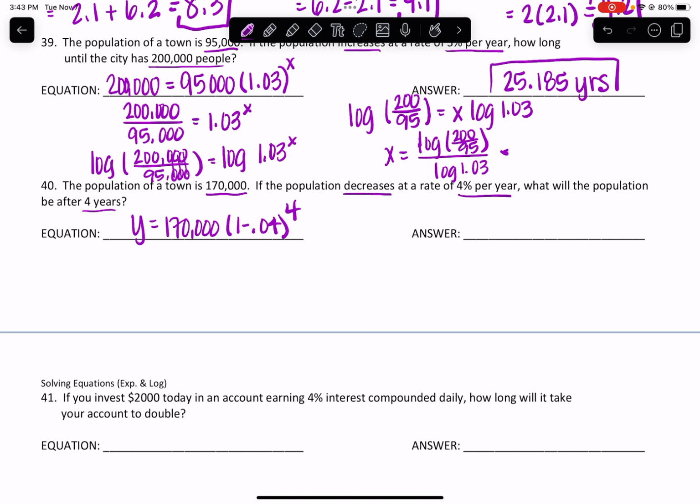Make sure you do the subtraction and not addition, because if it grows, then that's a problem. So I got for an exact answer 144,388.915. And since we're talking about people, we're going to round this appropriately to 144,389 people.